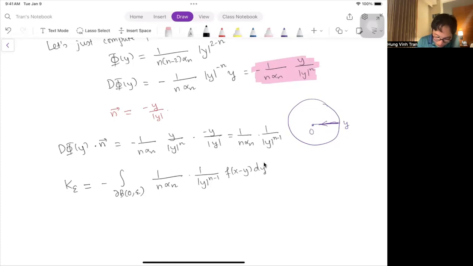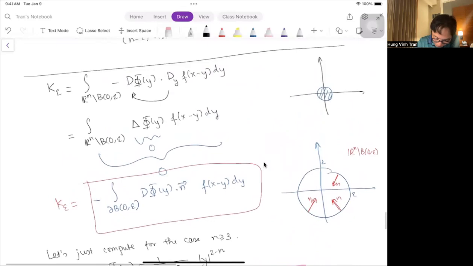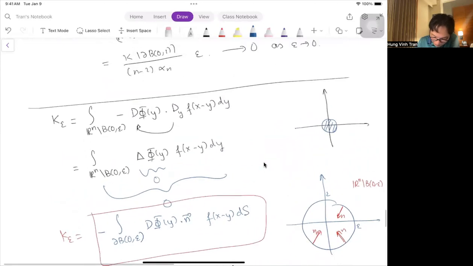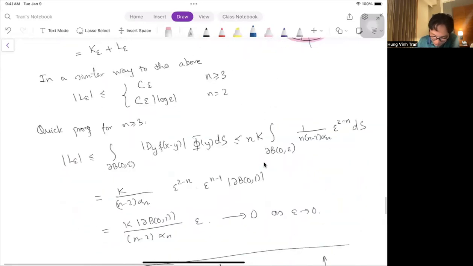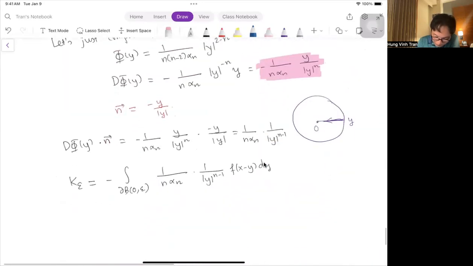No, not dy. Here I put it wrong. It shouldn't be dy. It's ds. It's the surface area, right? Because we are integrating it on the surface. Whenever we are on the surface, we need to put ds. So this is ds. And remember that on this sphere, 1 over |y| to the power n minus 1 is exactly 1 over epsilon to the power n minus 1.